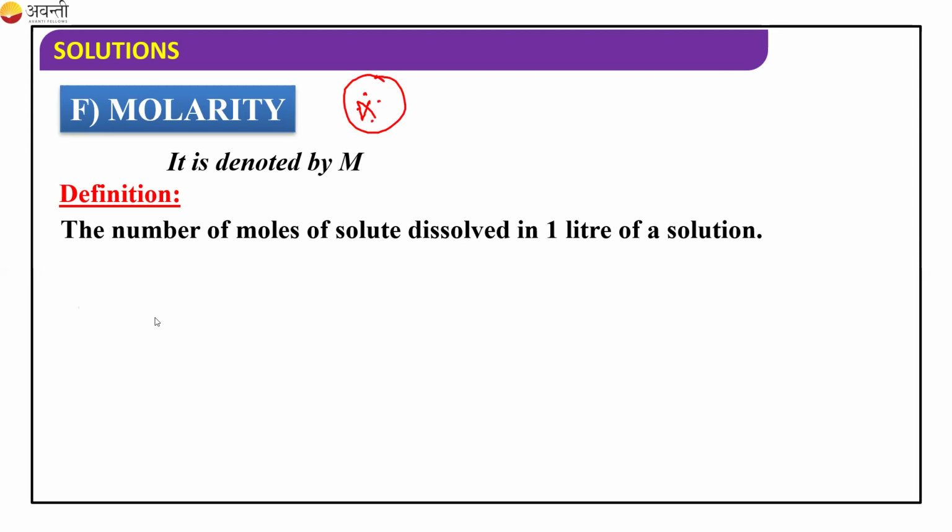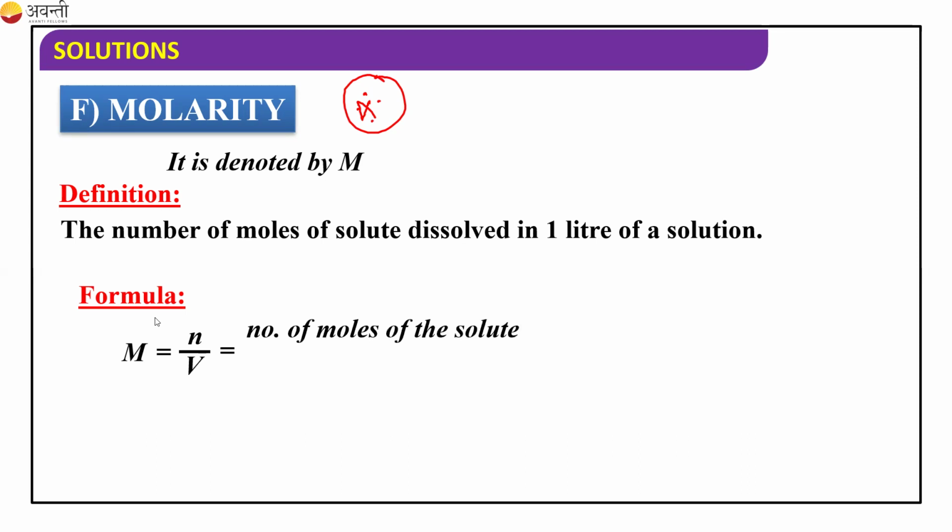If I want to denote this mathematically in formula form, I write M is equal to number of moles of solute divided by volume of solution in liter. Number of moles N by V is nothing but the concentration. This formula is very important, which you will be using in most of the physical chemistry lessons.